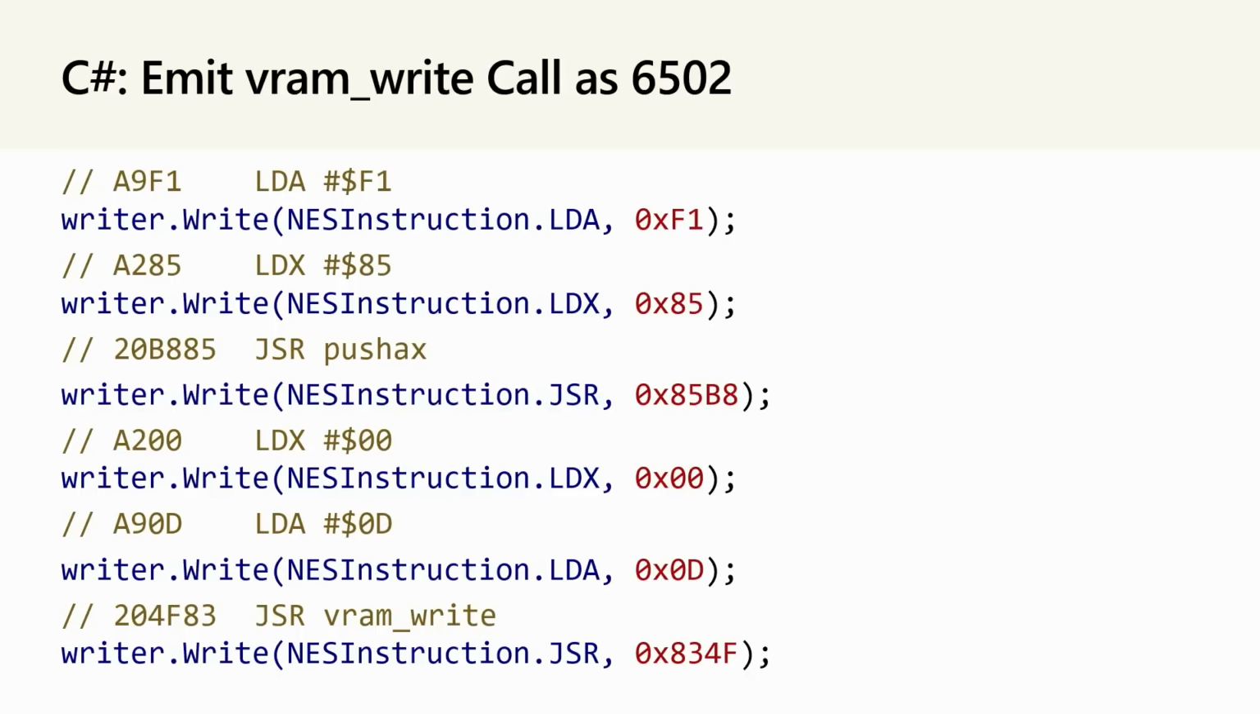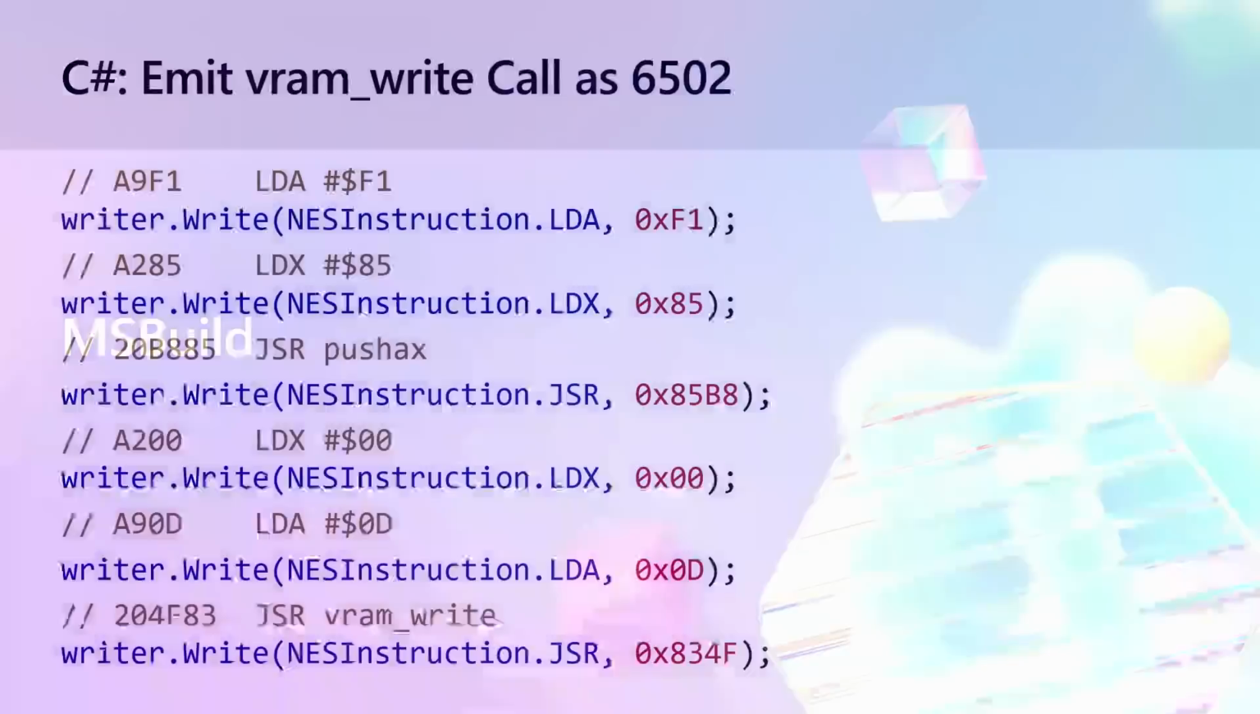The next step for me was to get all this code working, unit test it, and check that I can emit a ROM that's byte for byte identical to one that was written with other tools. So I got that to work.